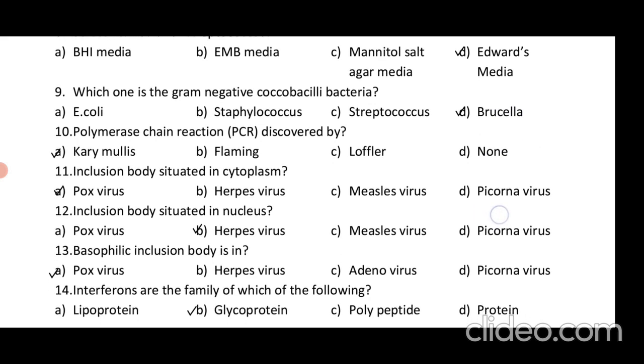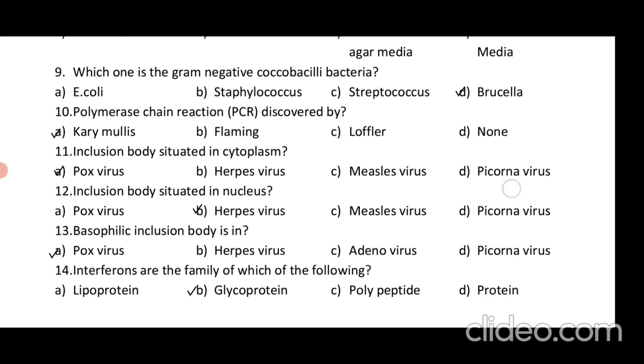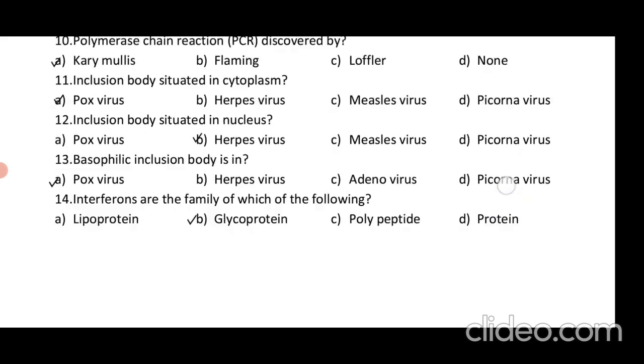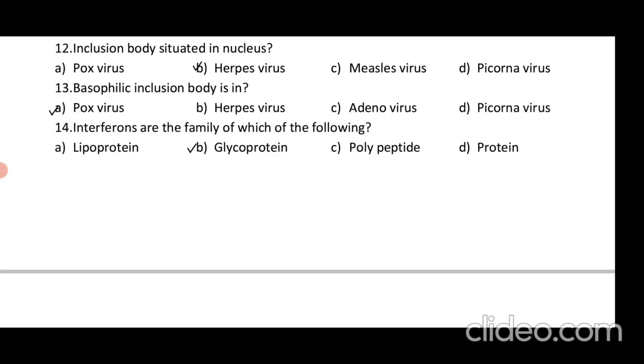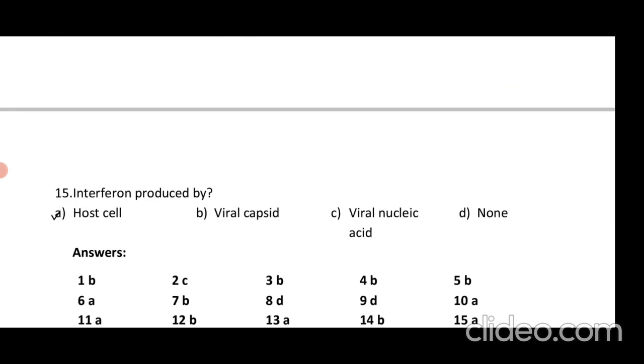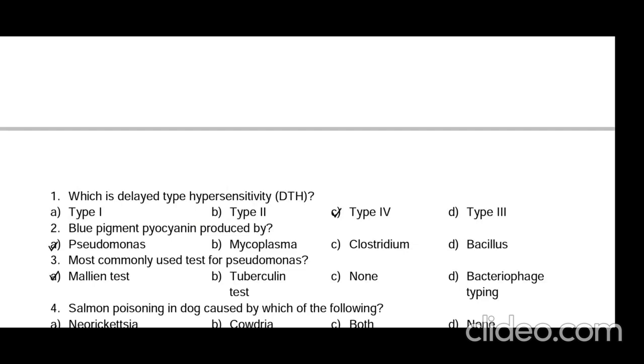Interferons are a family of which of the following? Glycoproteins. Interferons are glycoproteins. Herpes virus has inclusion body in nucleus. Interferon is produced by a host cell. Which is delayed type hypersensitivity? Type 4 is the delayed type hypersensitivity.